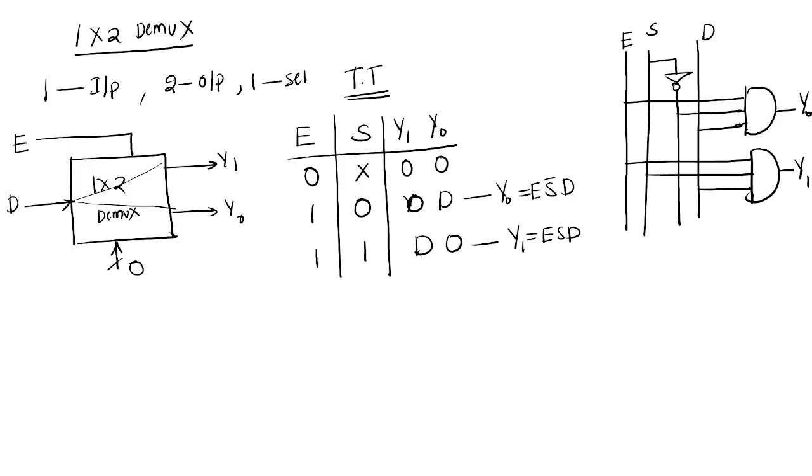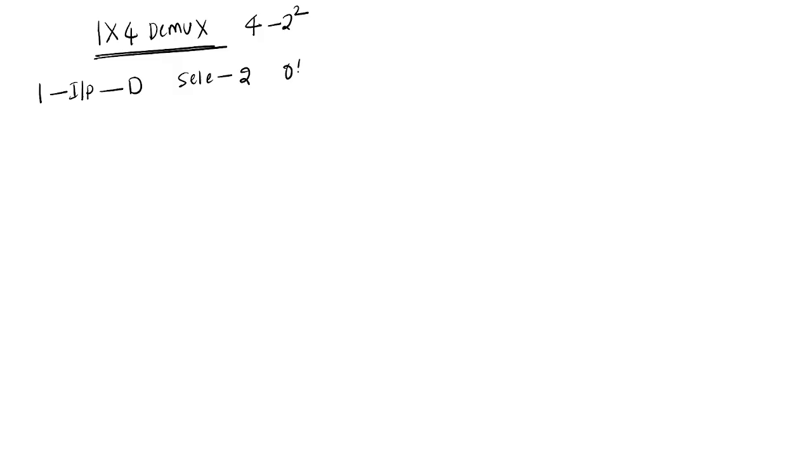Next, the 1 cross 4 demux. If you see this demultiplexer, how many inputs does it have? One input, this is D. And how many selection lines? Four means two squared, so two selection lines. And how many outputs? Four outputs.